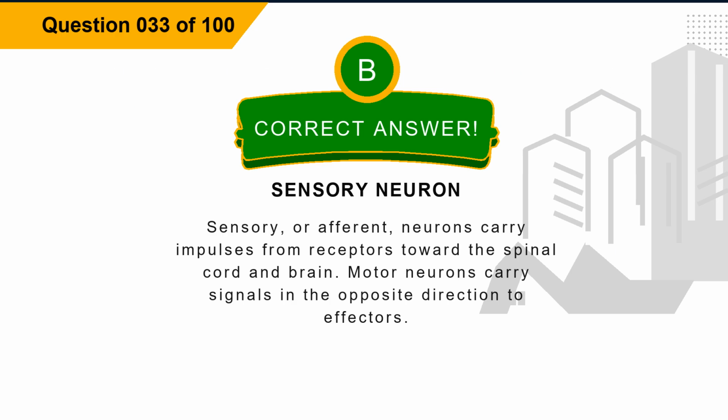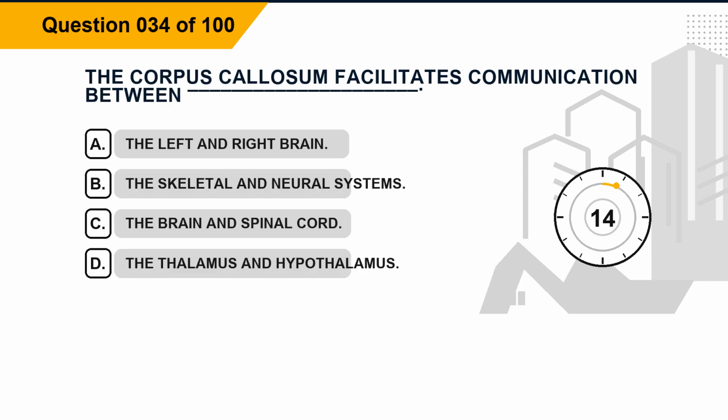Explanation: sensory, or afferent, neurons carry impulses from receptors toward the spinal cord and brain. Motor neurons carry signals in the opposite direction to effectors. Question 34. The corpus callosum facilitates communication between blank. Option A, the left and right brain. Option B, the skeletal and neural systems. Option C, the brain and spinal cord. Option D, the thalamus and hypothalamus.